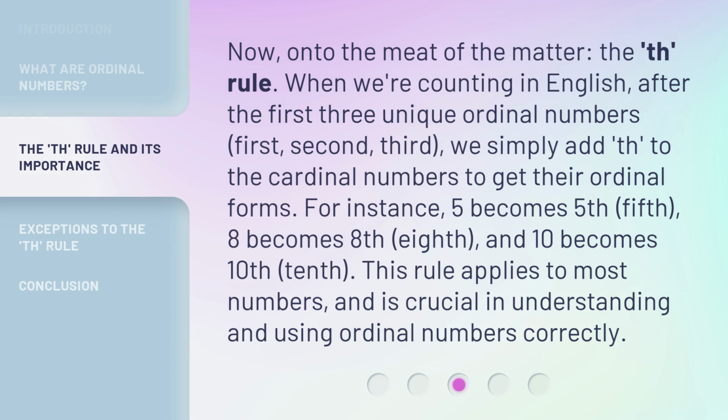Now, onto the meat of the matter, the "th" rule. When we're counting in English, after the first three unique ordinal numbers, first, second, third, we simply add "th" to the cardinal numbers to get their ordinal forms. For instance, 5 becomes fifth, 8 becomes eighth, and 10 becomes 10th. This rule applies to most numbers, and is crucial in understanding and using ordinal numbers correctly.